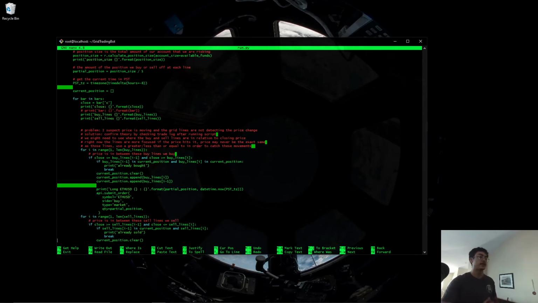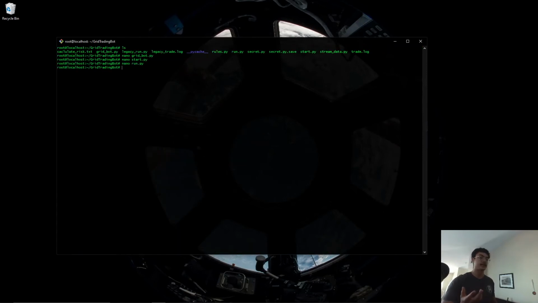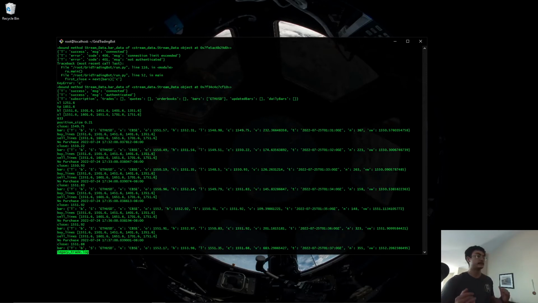And the next problem that I noticed when I was trying to run this bot is that the lines would not actually detect the actual closing price. And then when I took a closer look at the trade log, I would notice that the price would shoot past the grid lines, and the code that I wrote would only trigger a buy or sell position if the price was exactly equal to those grid lines, rather than if it crossed it. Now this might work if the code was run like every second, but we're doing it every 30 minutes, so it's very likely that the price is going to shoot past that.